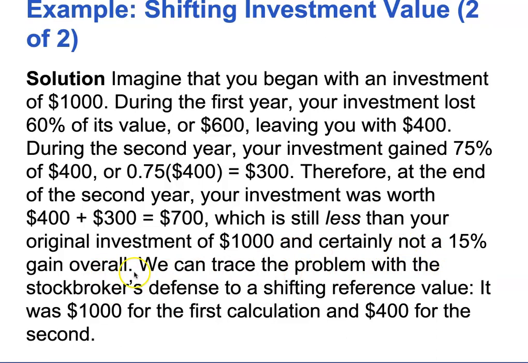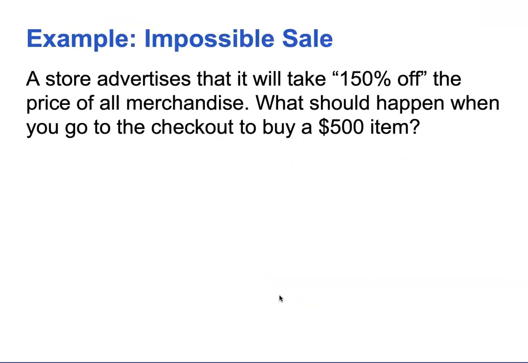We can trace the problem with the stockholder's defense to a shifting reference value. It was 1,000 for the first calculation and 400 for the second. So this is what we would call a shifting reference value.